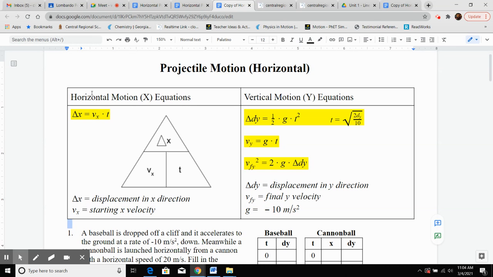So we have our horizontal set of equations, our vertical set, what everybody here stands for. The value that we're using for gravity in this course is going to be negative 10 meters per second squared. Just makes the calculations a little bit more easy.